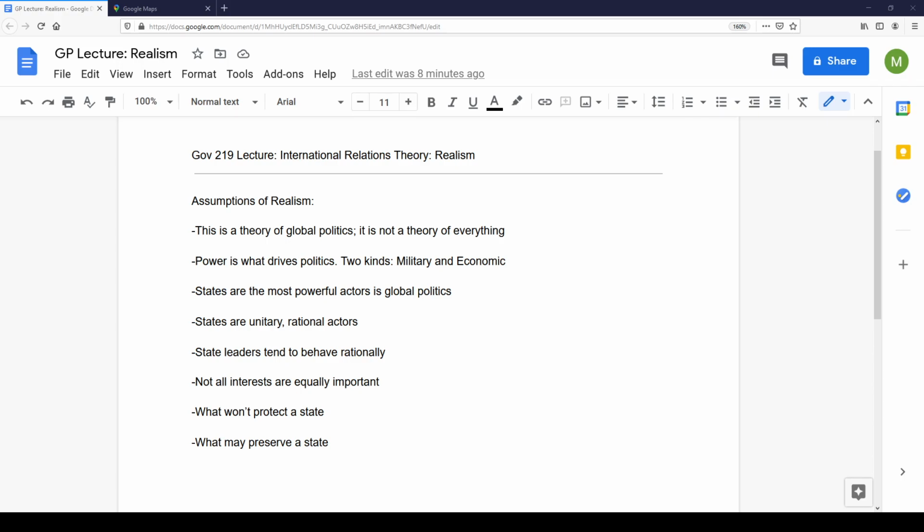As advertised in the syllabus, this is going to be one of at least two lectures. We'll see how things wrap up after that, about maybe having a third. But at least the next two lectures, this lecture and the one after, are on theories of international relations. And the first one we're going to do is realism.